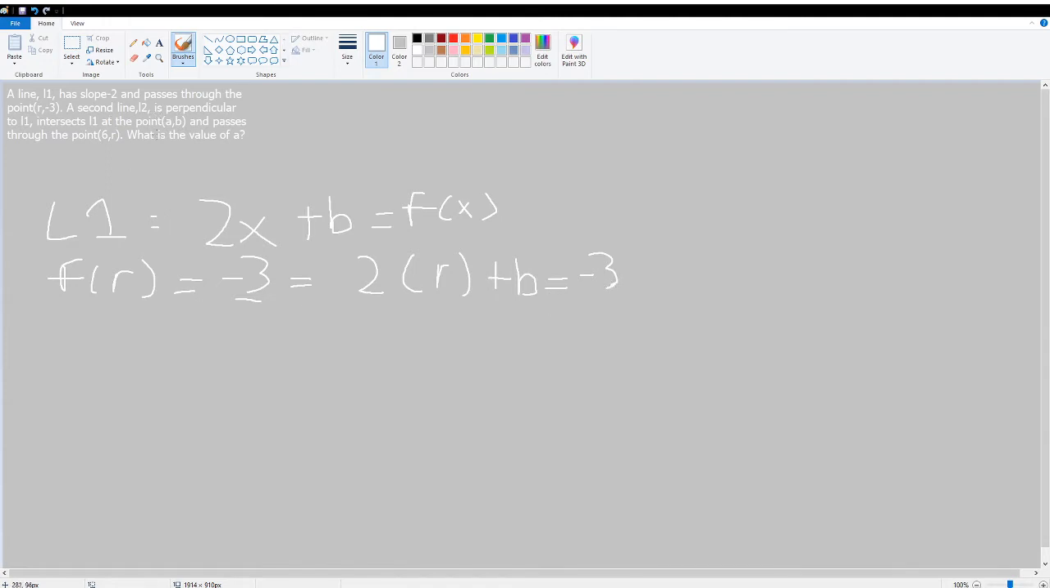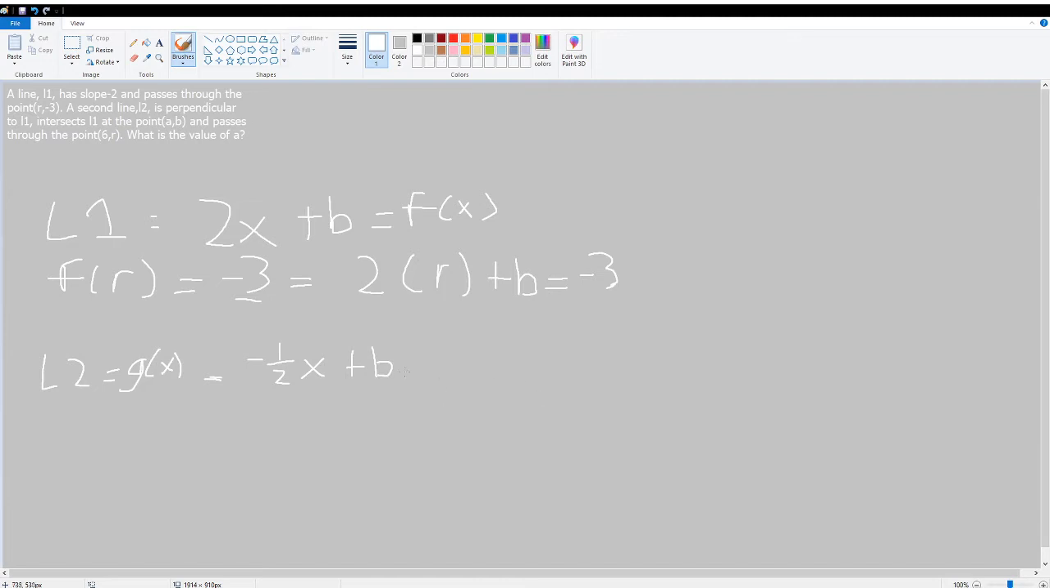A second line, L2, let's just say this guy is g of x. And we know it is perpendicular to L1, so that means its slope is the negative reciprocal of the slope of f of x. So instead of 2x, it'd be negative 1/2 x plus b.